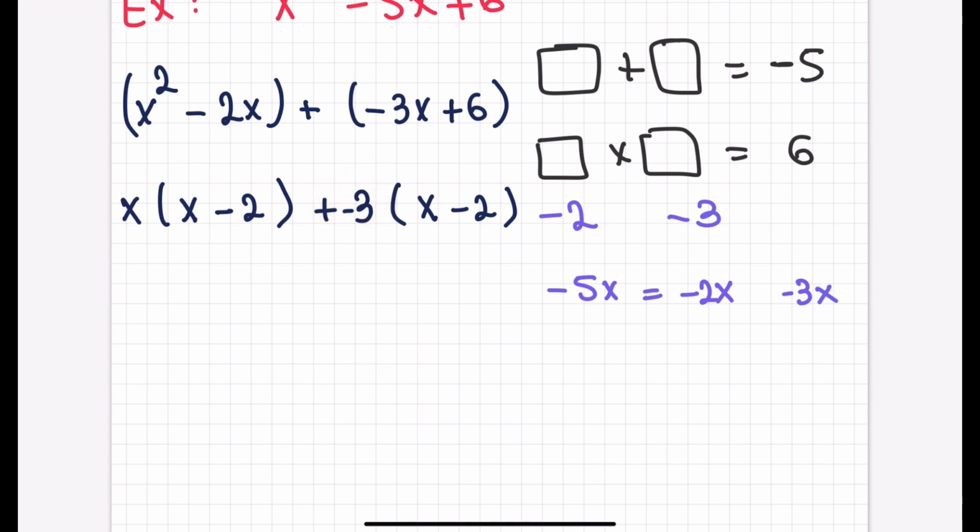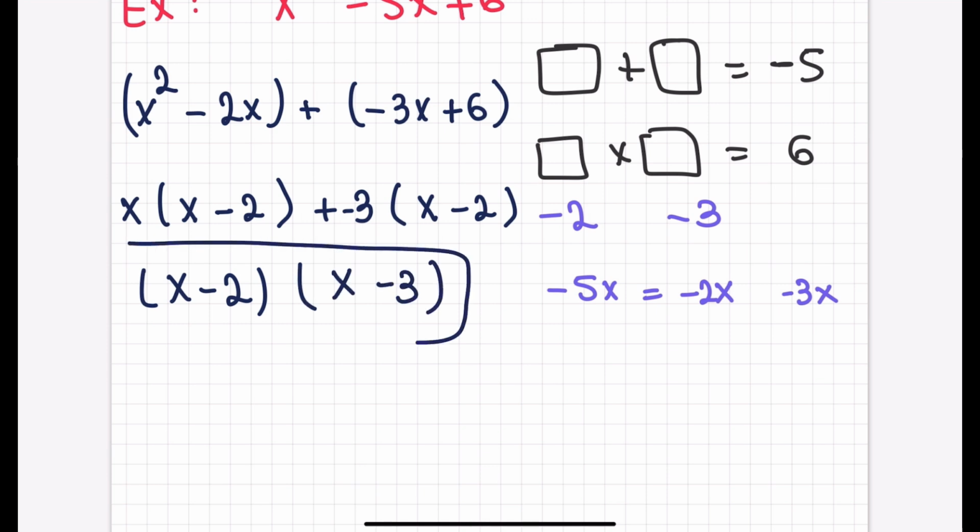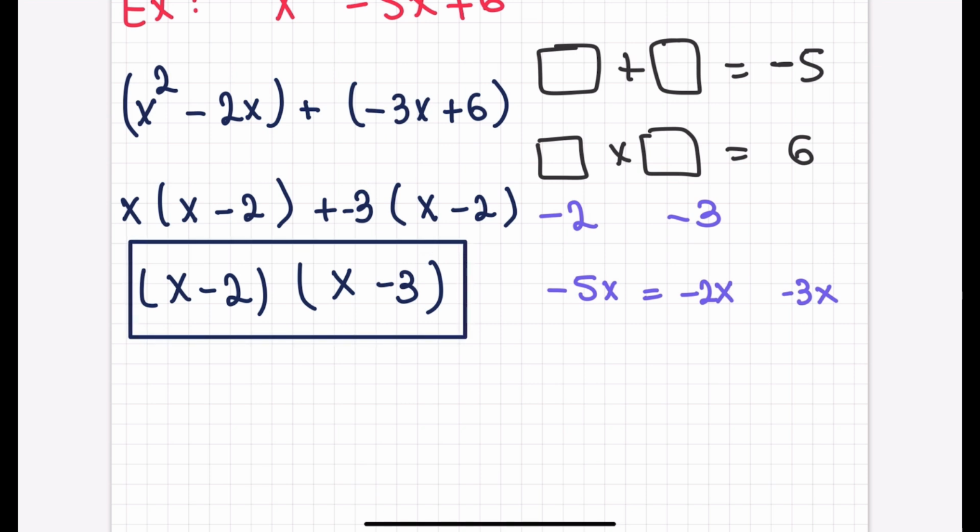So I'm gonna write down x minus 2, and in here positive to negative is negative, so it's going to be x minus 3, and this is our final answer for this question.